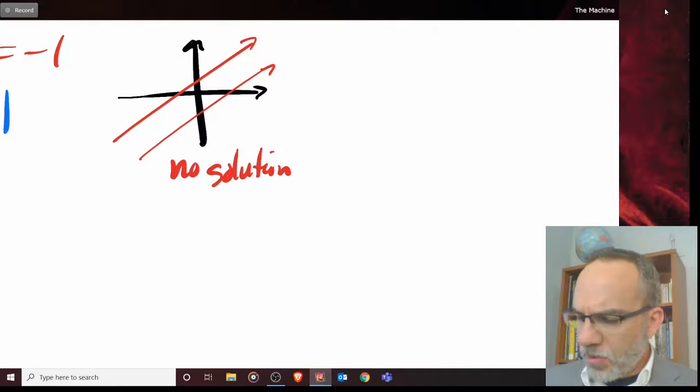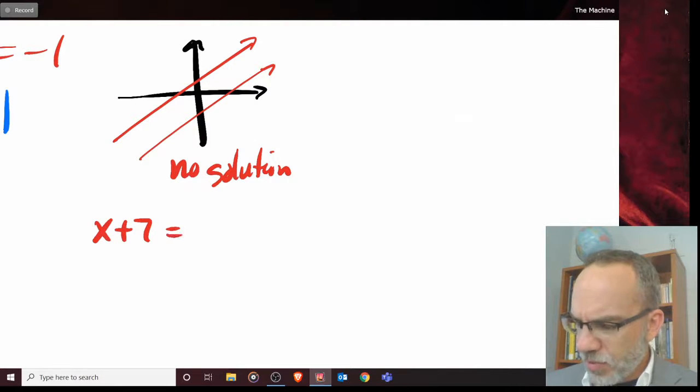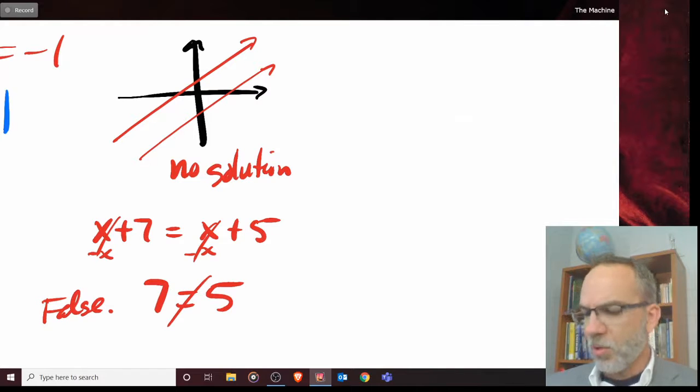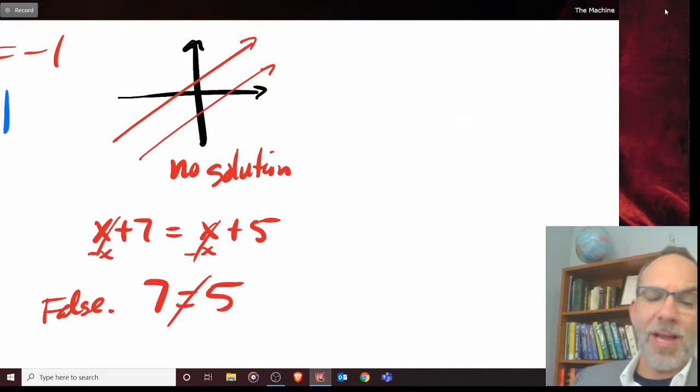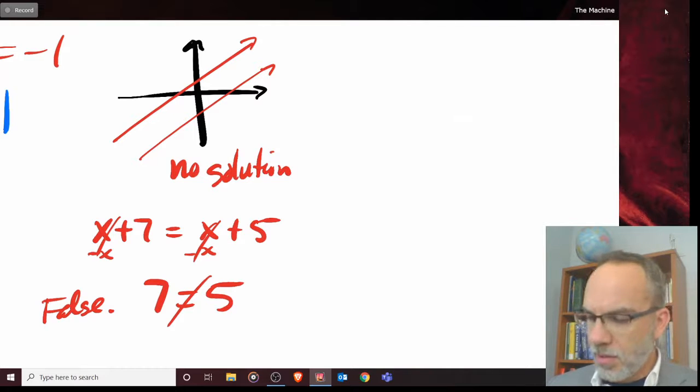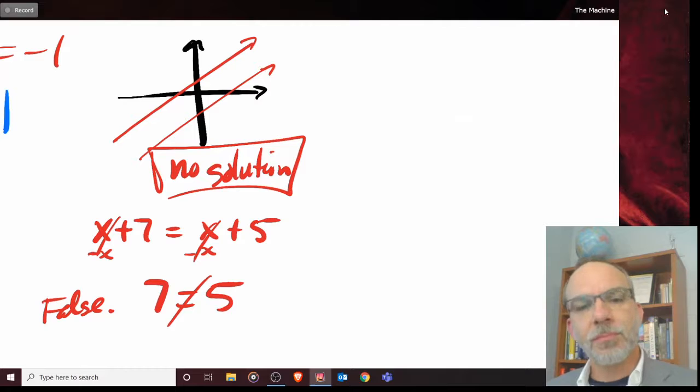When you do your substitution and you get down to something like x plus 7 is equal to x plus 5, and you subtract x from both sides, both of your x's drop out, and you get 7 is equal to 5. Is that a true statement? No, that's false. So when both of your variables drop out after you do the substitution and you get a false statement that remains, it's no solution.